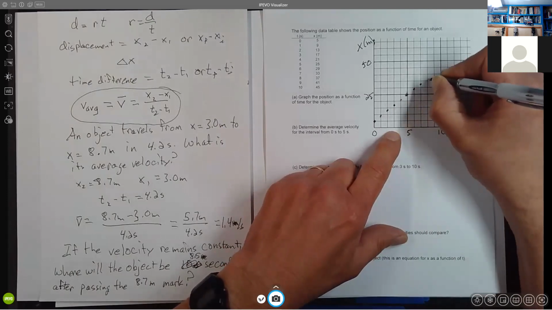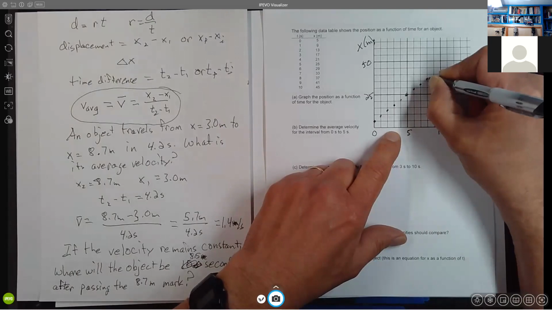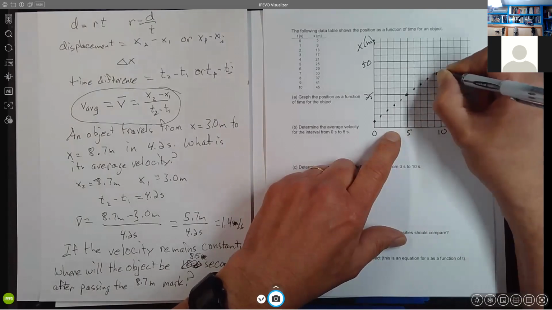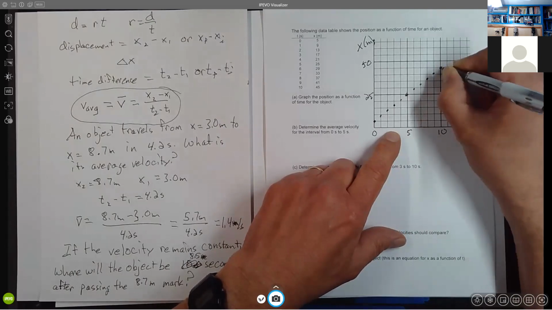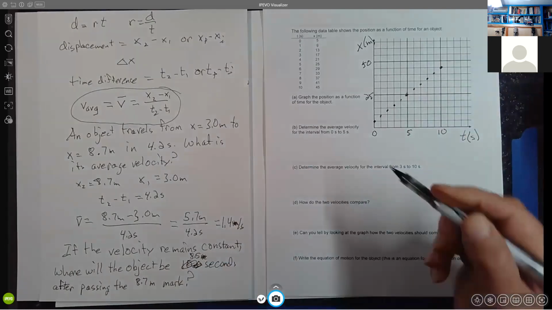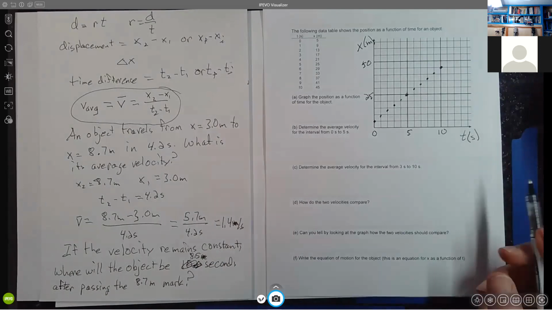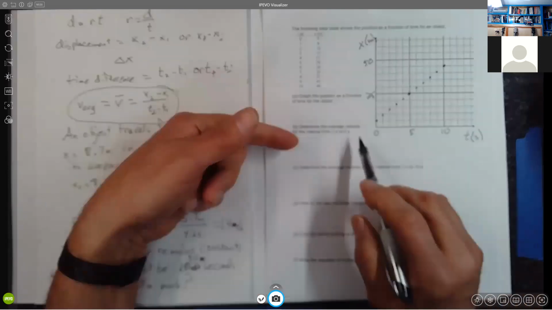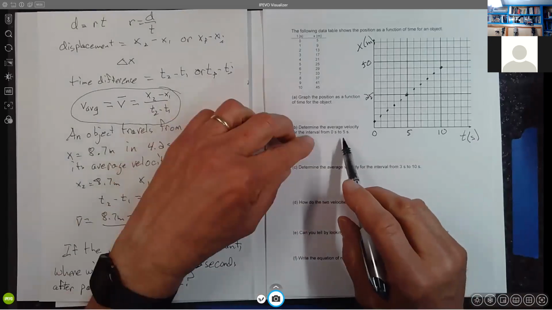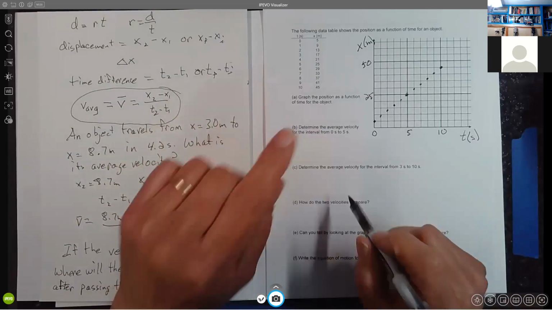At 8, it's 37. At 9, it's 41. And at 10, it's 45. Okay, so there's my graph. And I just have dots because that's the way it is. So there's part A. Determine the average velocity for the interval from 0 seconds to 5 seconds.